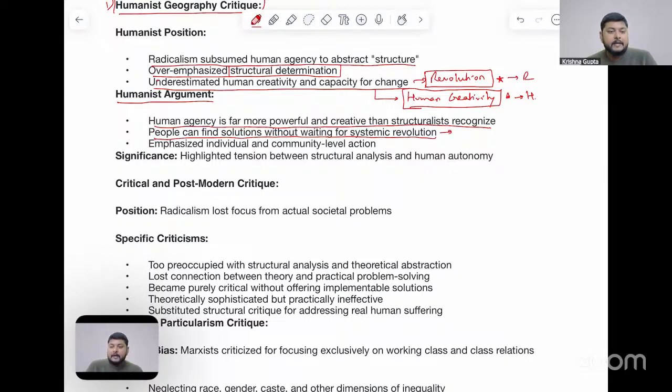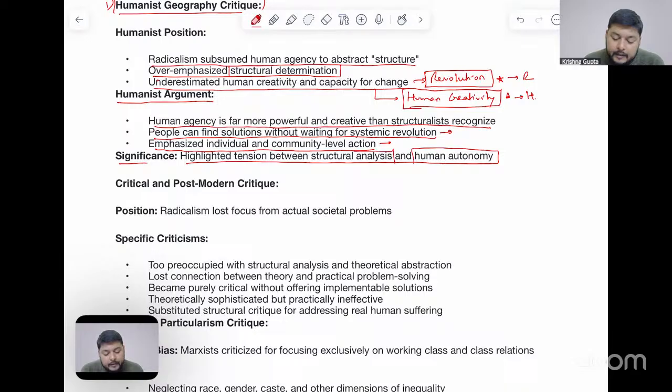Okay, they can find solutions. People cannot wait for the revolution to occur. Instead, they can find solutions within themselves by creating their own results. It emphasizes individual and community level action. So individual action can also be taken, and community level executions and actions can also be taken to bring changes in the society.